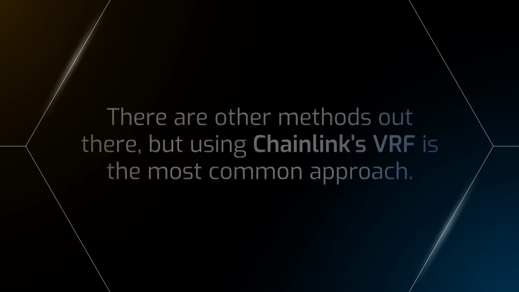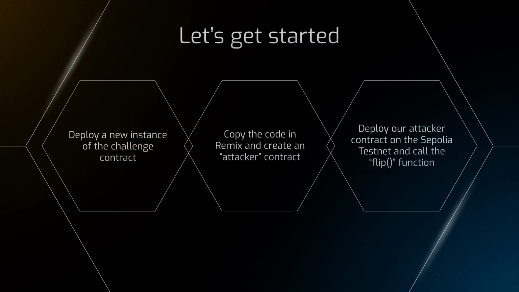And now I'm going to give you a quick rundown of what's going to happen in this video. So we are going to deploy a new instance of the challenge contract. Then we are going to create an attacker contract and we are going to call the flip function and try to guess correctly 10 times in a row.